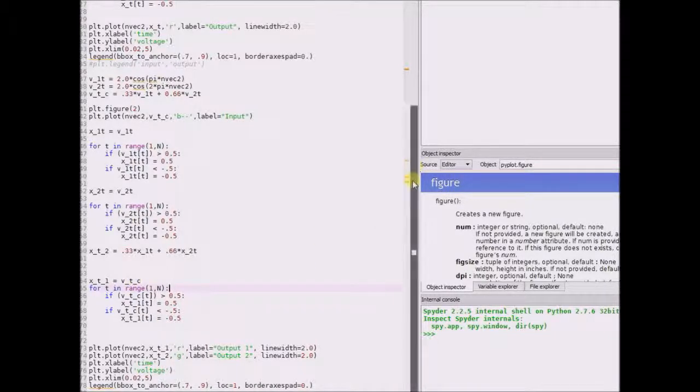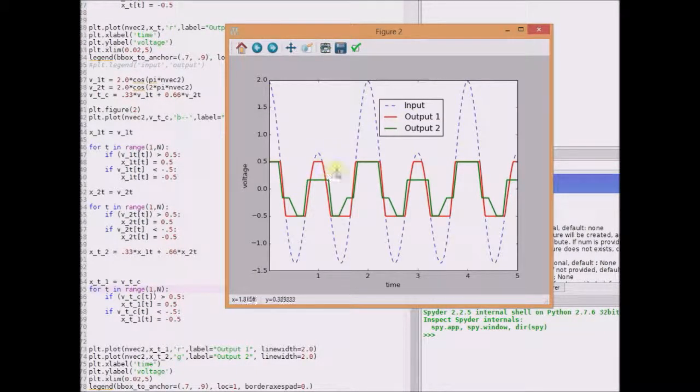So let us look at the final result. This plot shows the combined input, that is Vt underscore c, and then we have two different outputs. The red one corresponds to xt1, that is the output when the combined input is given, and the green one is the output when you add the corresponding individual outputs. So clearly they are not the same, that is the system is not linear.